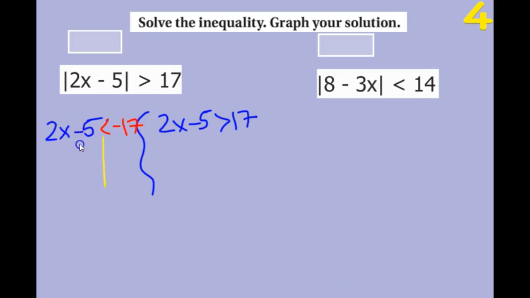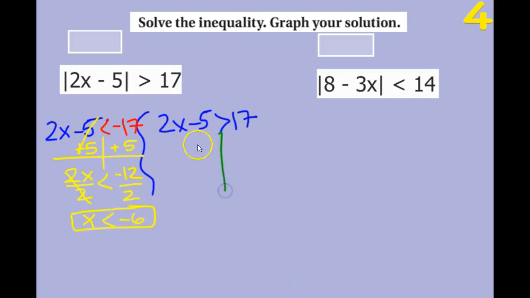So solving this, first get rid of addition and subtraction. Add 5. We have 2x. There are more negatives, so negative 17 plus 5 should give us a negative 12. And then divide by 2. X should equal, oops, what happened to the equal? It's not equal. It should be a less than symbol there, a negative 6.